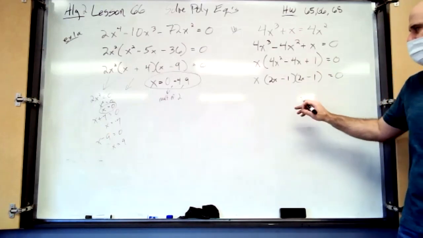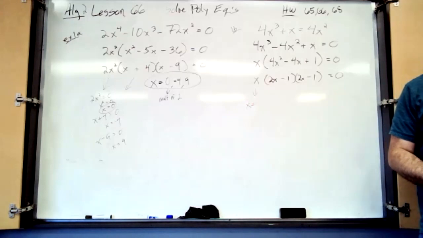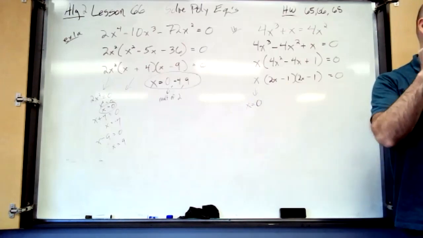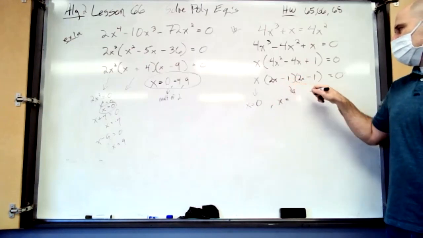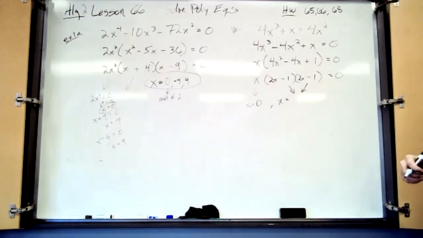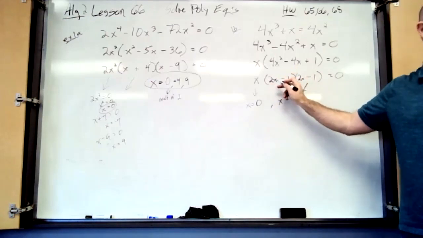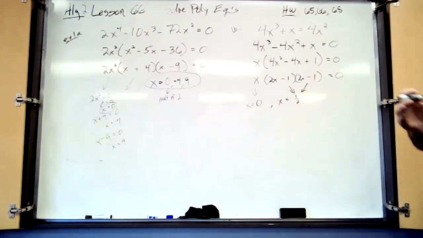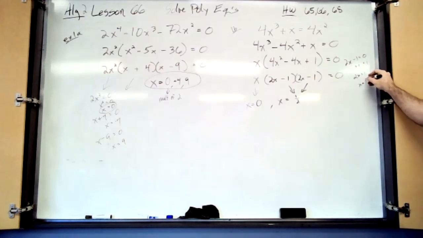Okay, so what are our solutions? Well, what's this? Zero. So remember, when x is a factor by itself, it's just zero. Okay. Now, what about this one? They're both the same. Positive one would give you not a zero, but a one, because two times one is two, minus one is one. You want to get zero: 1/2. So if you're confused, just write a separate equation over here. 2x minus 1 equals 0, add 1 to both sides, 2x equals 1, divide by 2, x equals 1/2.